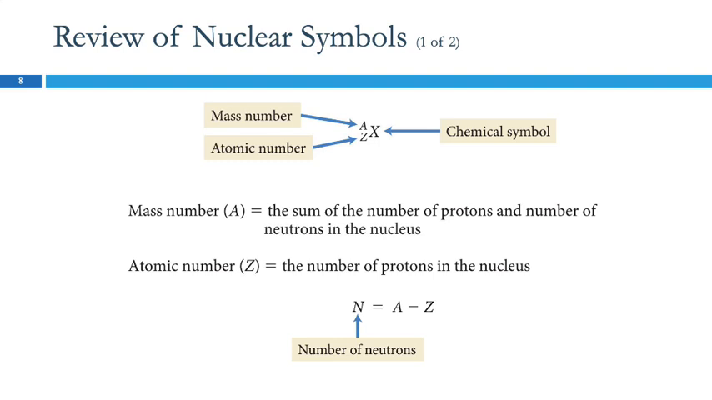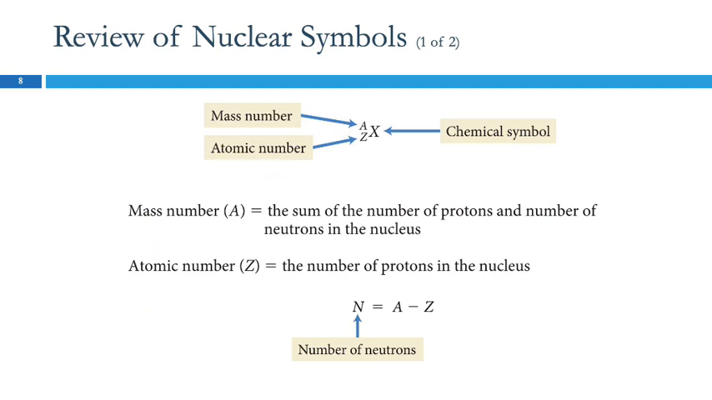in a minute. First, we need to review nuclear symbols, which you learned in Chem 1A, but you might not remember. So this is a nuclear symbol. The X represents the chemical symbol. That's the element symbol from the periodic table. On the left, we have a stacked superscript and subscript. The superscript is the mass number, and the subscript is the atomic number.